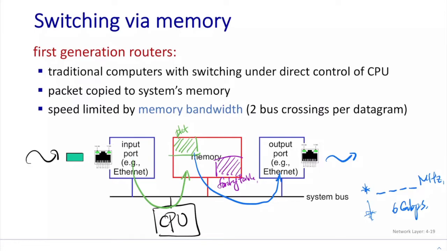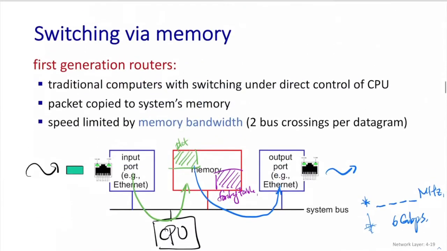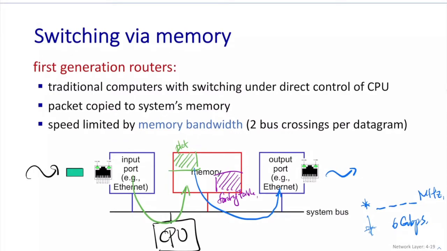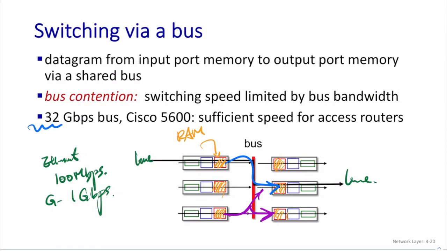So after the first generation of router, we then switch via a bus. Because memory is very expensive in early days, so we have only one memory in the router. But when we have enough money, or the RAM cost is lower, we put RAM in every input port and output port. So we don't have to make a copy twice to deliver a datagram.